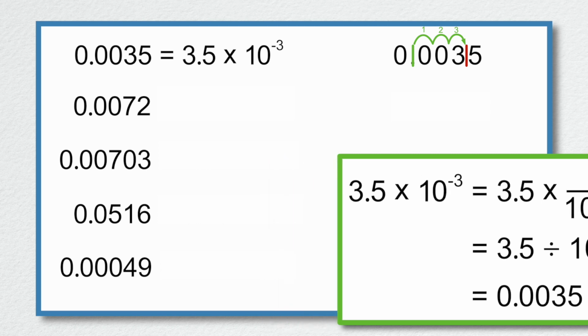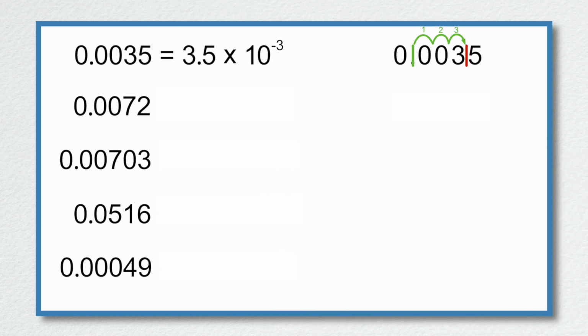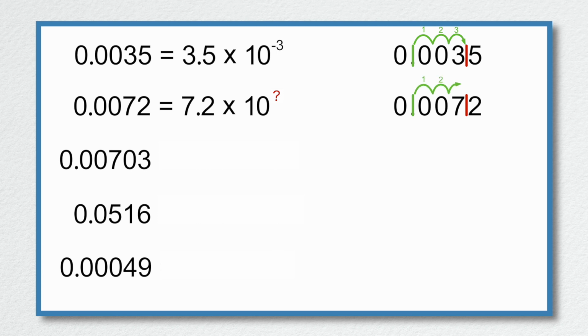Let's look at the next question, 0.0072. Again, we're going to have the answer 7.2 multiplied by 10 to the power of something. So let's work out what that something is. So I'm just going to write out 0.0072. Here's our cutoff point, and here's the decimal point. We now count the moves from the decimal point to the cutoff point, and we end up with 1, 2, 3. So our answer is 7.2 multiplied by 10 to the power of minus 3.